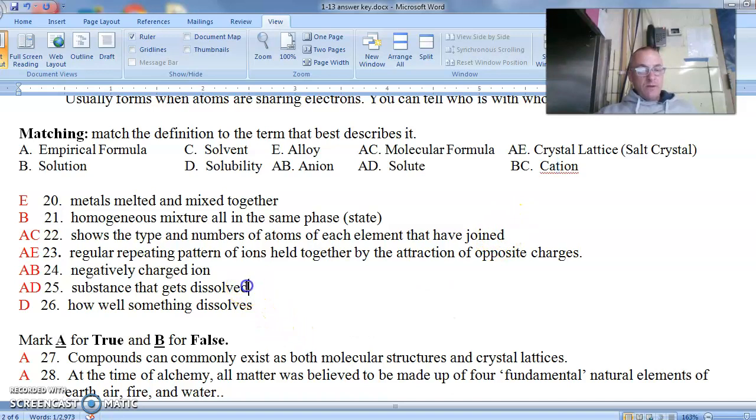What do we call it when we form a solution? The thing that gets dissolved, in other words, the salt, if we're making salt water, is called the solute. The thing that does the dissolving is called the solvent. So when water dissolves the salt, water's the solvent. How well the salt dissolves is called solubility.